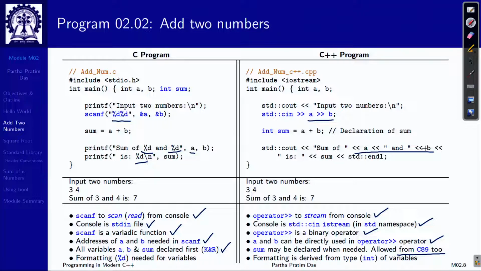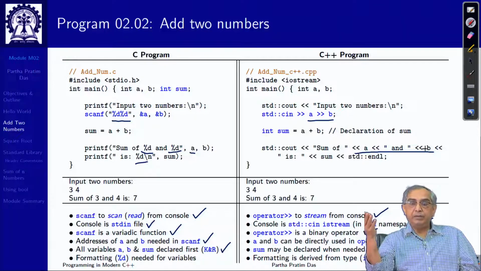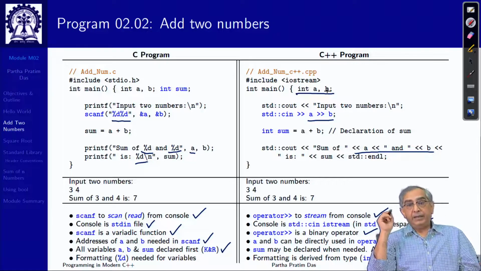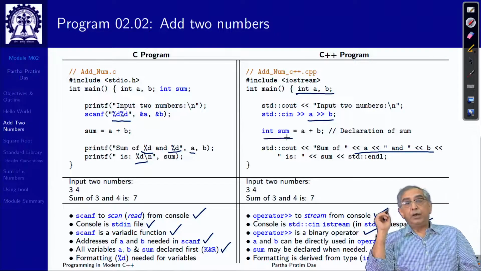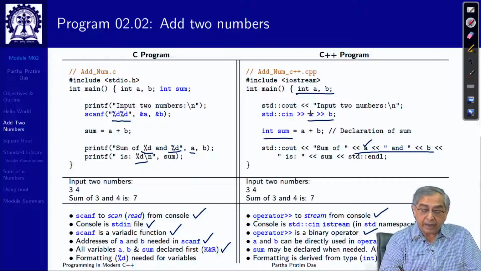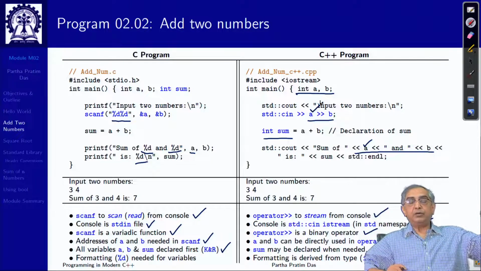So, whatever way you want the input or the output, you just keep on writing that with the repeated streaming operators, and this will serve your purpose. What happens in C++ is since you have already declared a and b as int or sum as int, while you try to stream it to the output or while you are trying to stream it from the input, the compiler knows that it is an integer. So, it knows what is the corresponding formatting that needs to be specified.